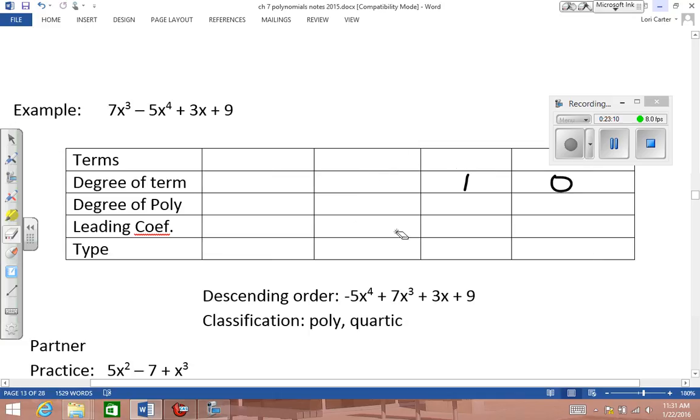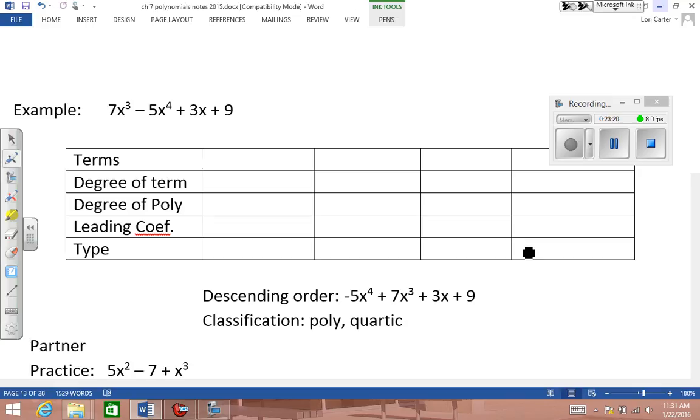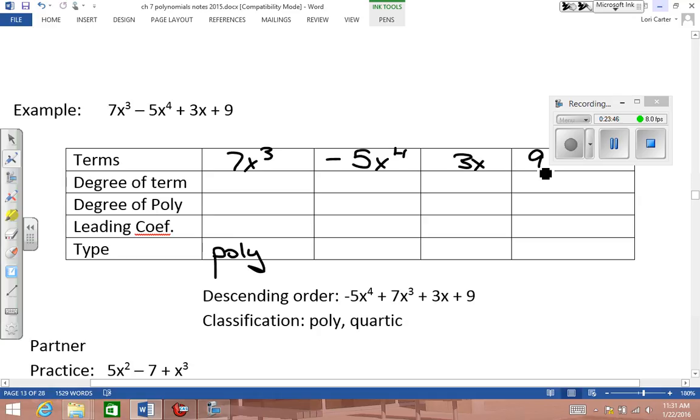Okay, here we go. Last one. We have to figure out what this thing is. How many terms are there? Turn around. How many terms? 1, 2, 3, 4. 4 terms. So since there's 4 terms, it's a polynomial. Okay. And what's the first term? 7x cubed. What's the next term? Negative 5x to the 4th. Next one? 3x. And the next one? 9.